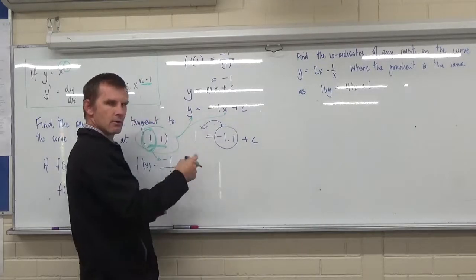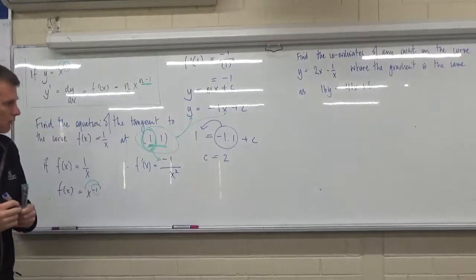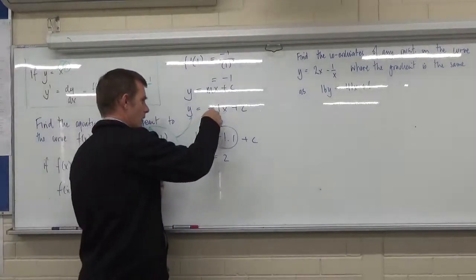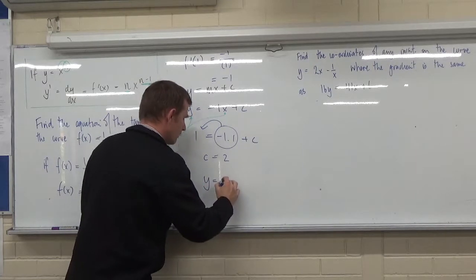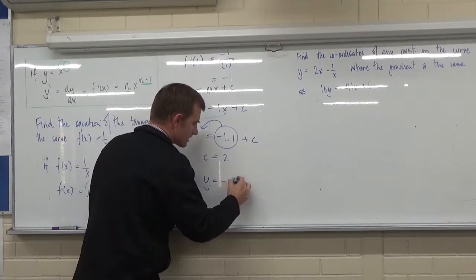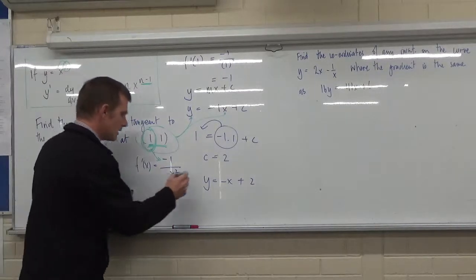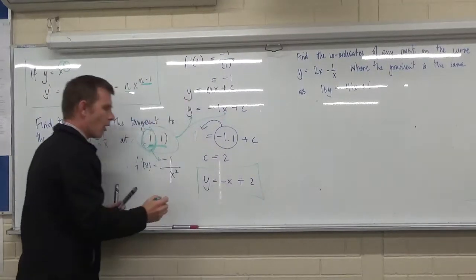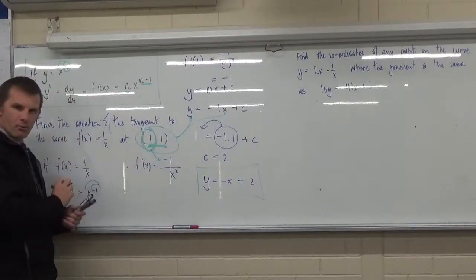-1, move it over here, it's going to become +1. C's got to equal 2. Once I've got that, come back with this one, slot the c value in. I've got y equals -1x or -x plus 2. So that then is the equation of the tangent of this curve at that point.